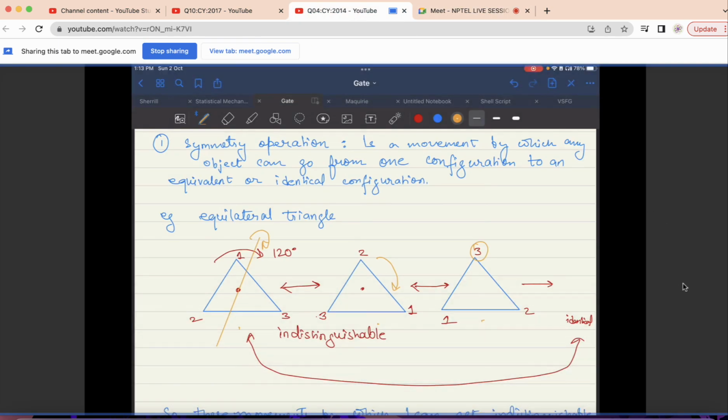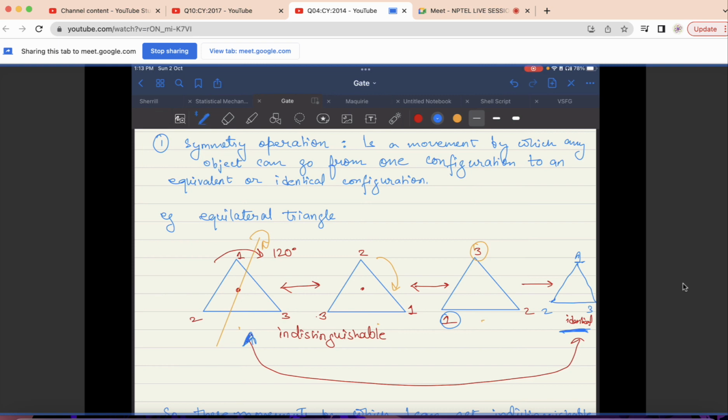But if I am tagging them, you will know that they are not exactly identical to the first structure. In the last rotation, my 1 will go to the position where it was at the start of the rotation, so it will be 1, 2 and 3. So this will be identical with the first configuration. Okay, so this is the example with the equilateral triangle.